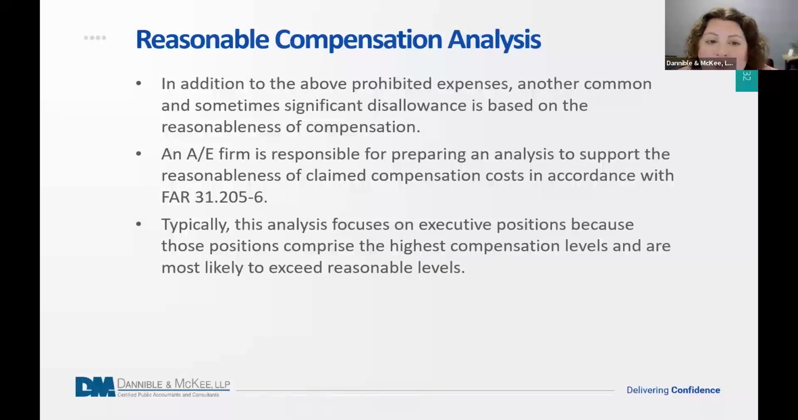In a firm such as yourself, you're responsible for preparing an analysis of reasonable compensation. Typically, this analysis focuses on your executive positions because those positions comprise the highest compensated employees. Sometimes it's your top 5 employees, sometimes it's your top 10, really depending on the size of your firm.